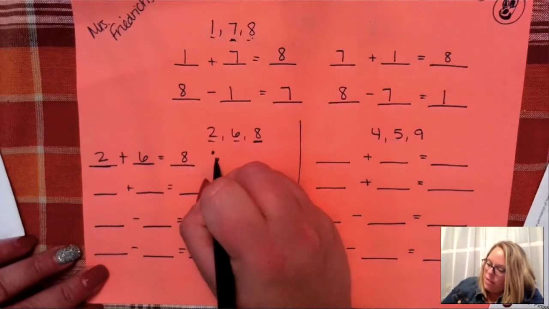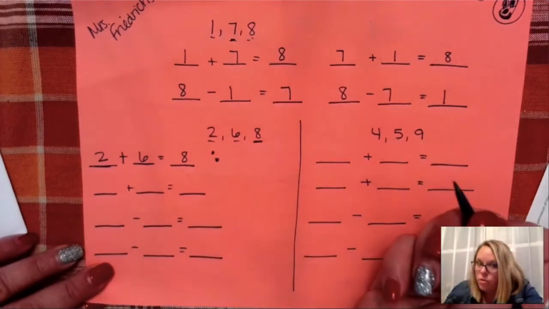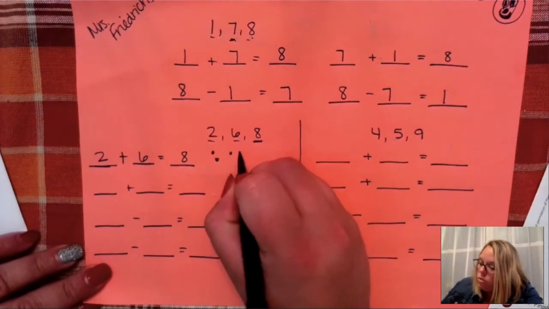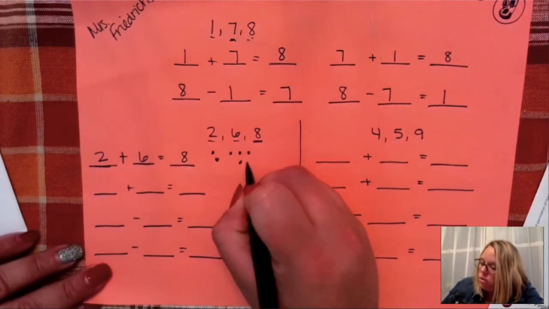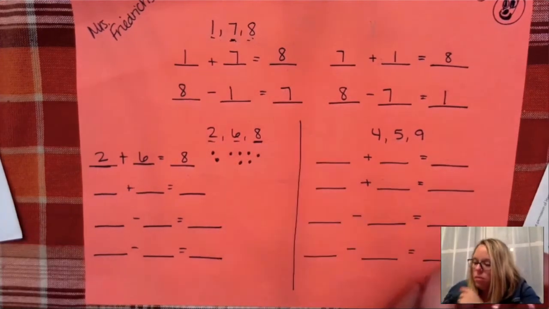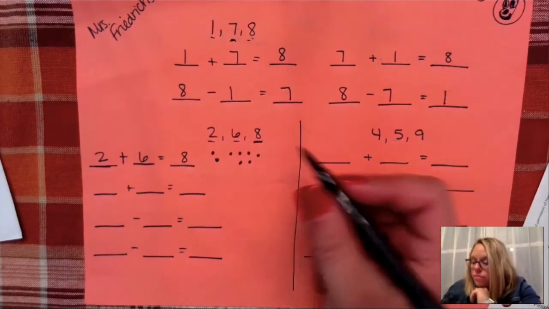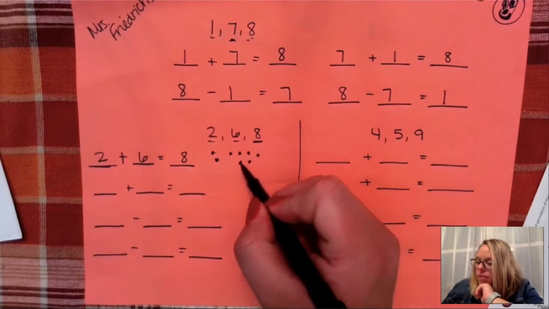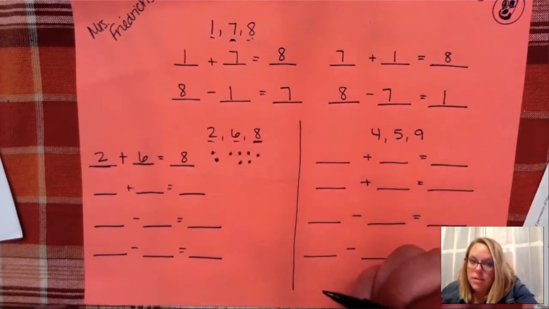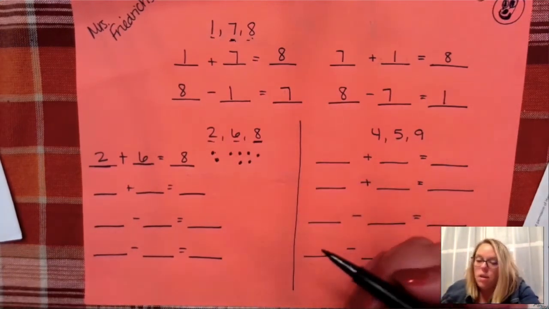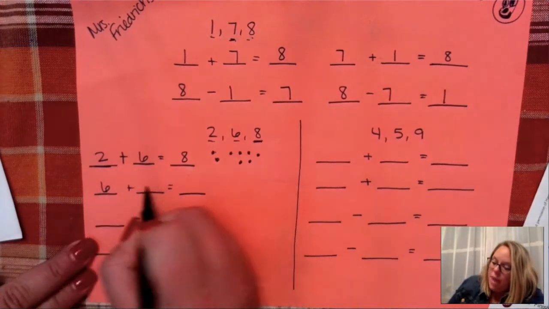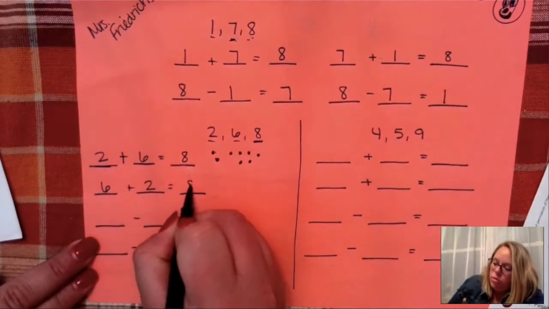If you don't believe that, then you have to go ahead and draw it out. You have to grab out your linking cubes. You have to do whatever you need to do to show that it's true. 1, 2, 3, 4, 5, 6, 7, 8. So does 2 plus 6 equal 8? Yes. Now remember, I need to switch those numbers around. So now I have to start with my add in 6 plus 2 equals 8.